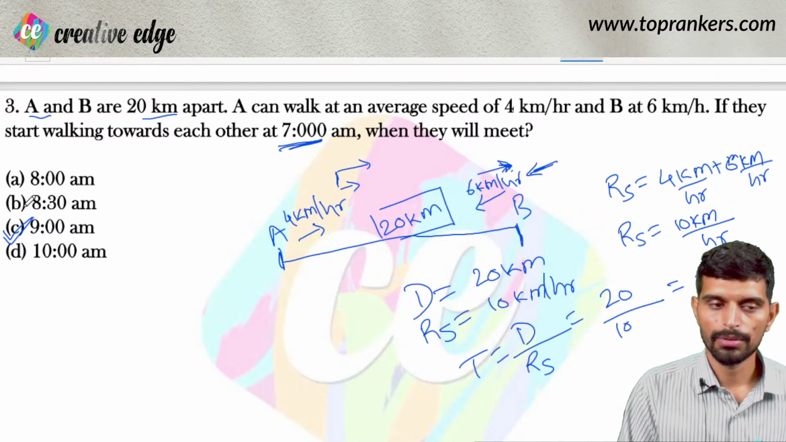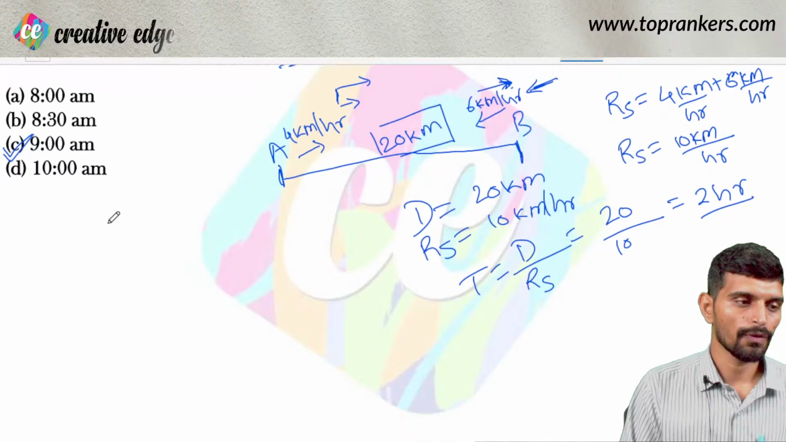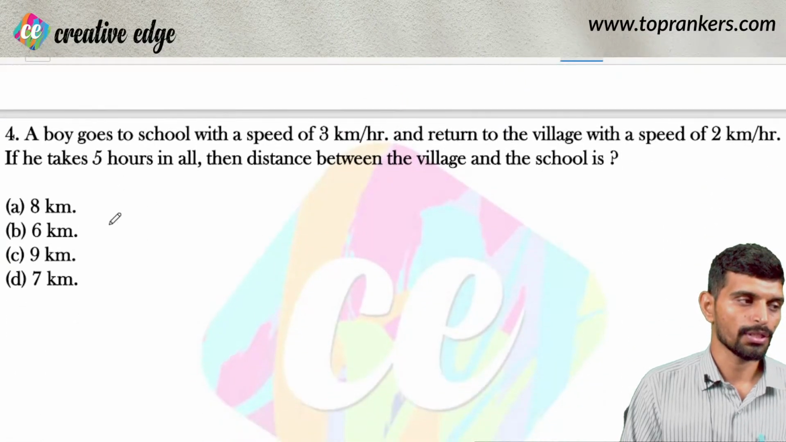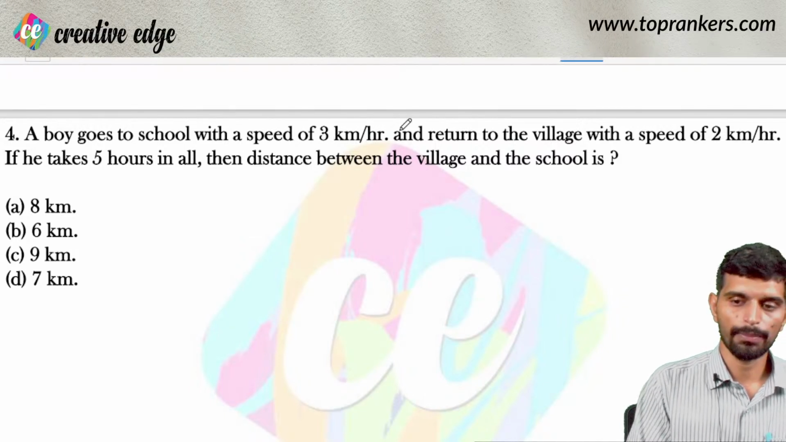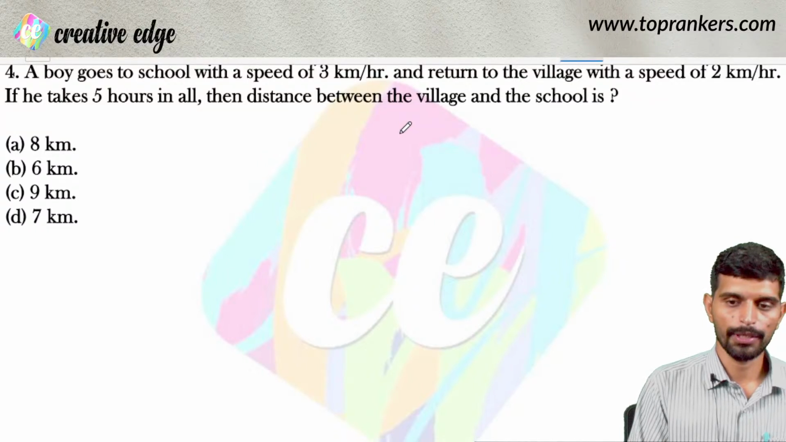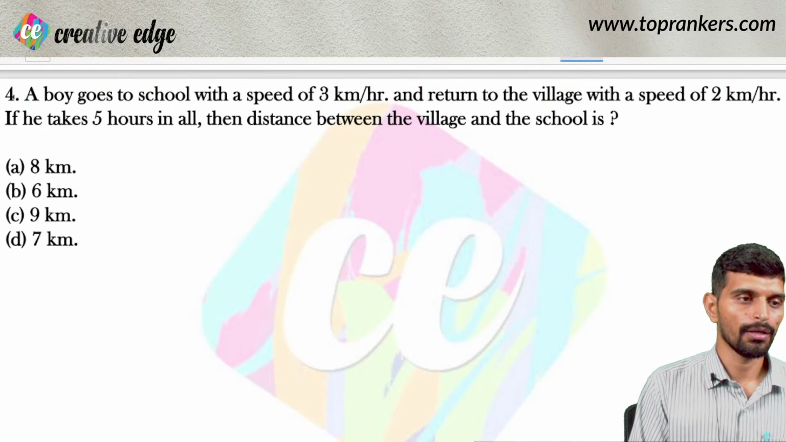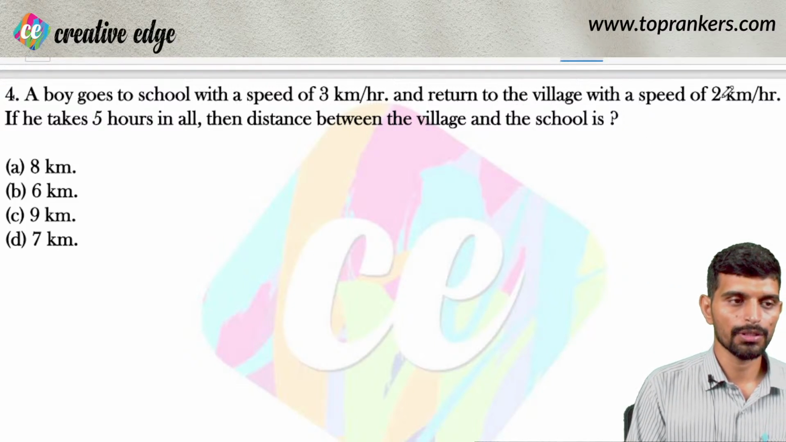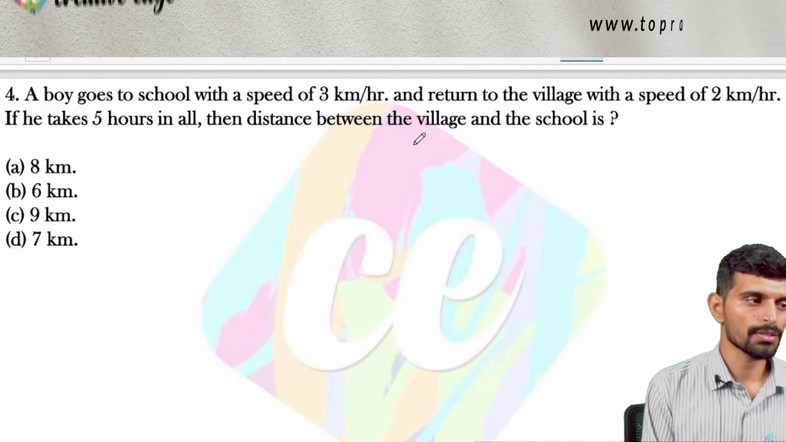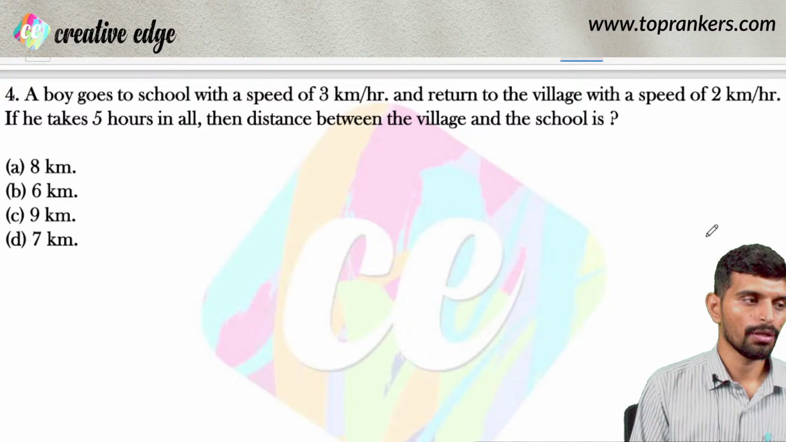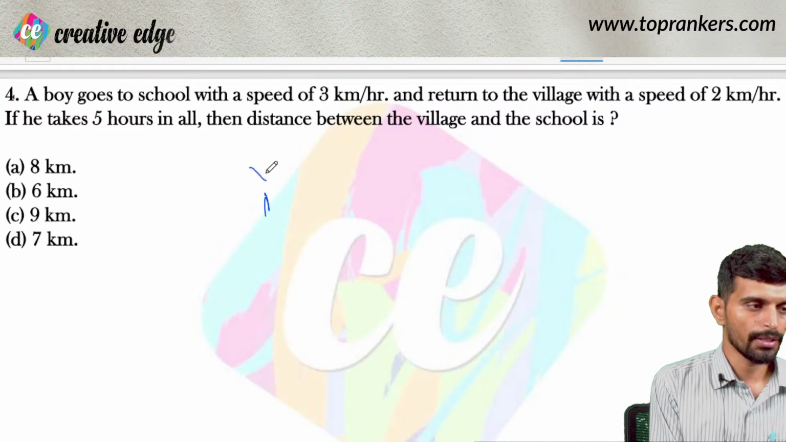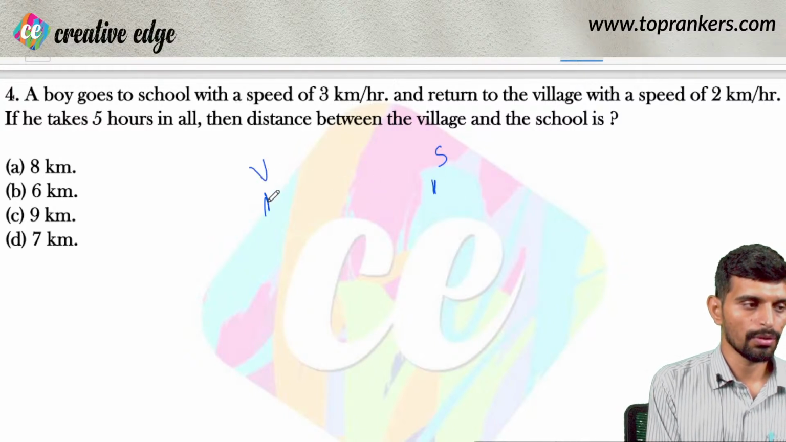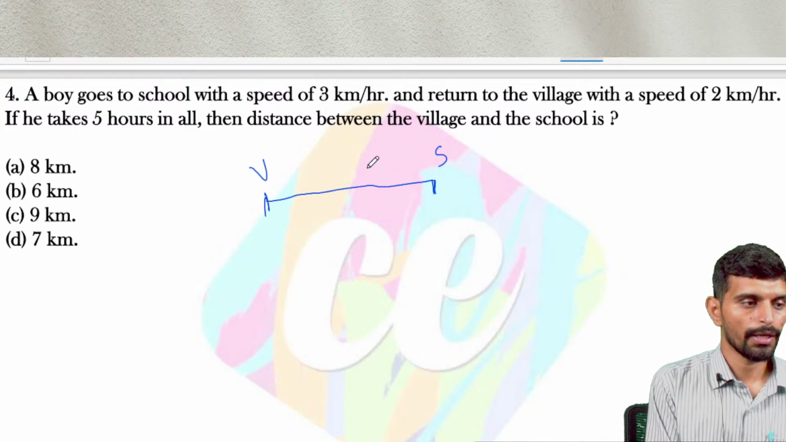Alright students, let's see next question. Next question is, a boy goes to school with a speed of 3 km per hour, and returns to the village with a speed of 2 km per hour. If he takes 5 hours in all, then the distance between the village and the school is, so let this be village, this be school, and let this be distance.